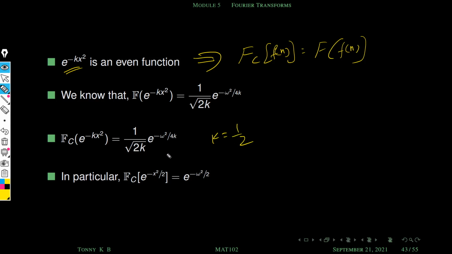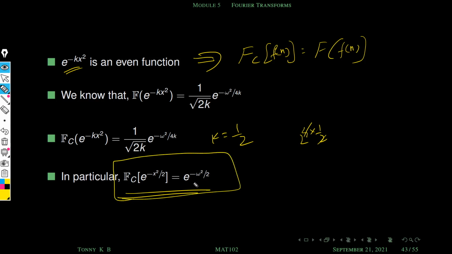So what about the right hand side? If k is equal to 1 by 2, this term is 1. So e raised to minus omega square by 4 into 1 by 2, that is 2, so this is omega square by 2. That's why the Fourier cosine transform of e raised to minus x square by 2 is equal to e raised to minus omega square by 2. We used this result in example 2 of our lecture 4.